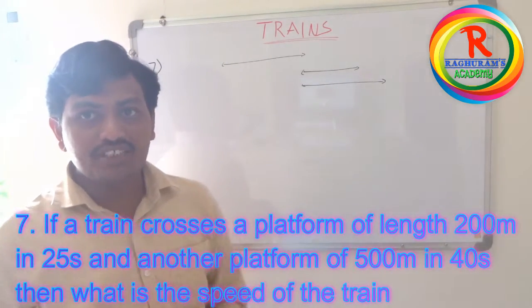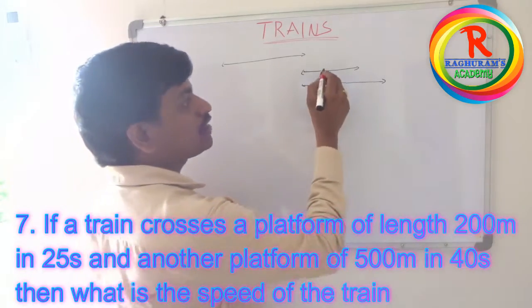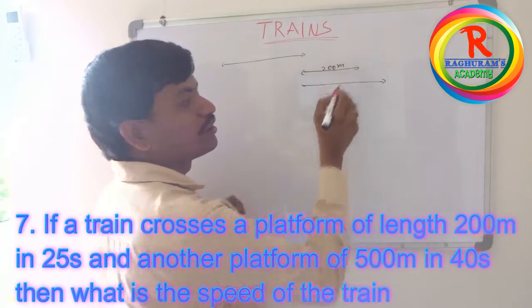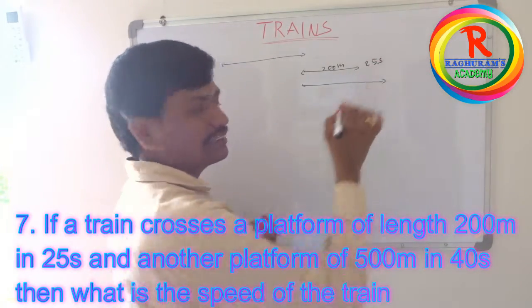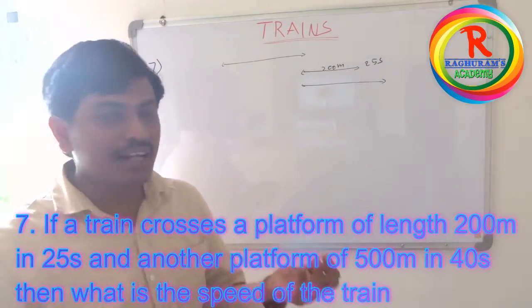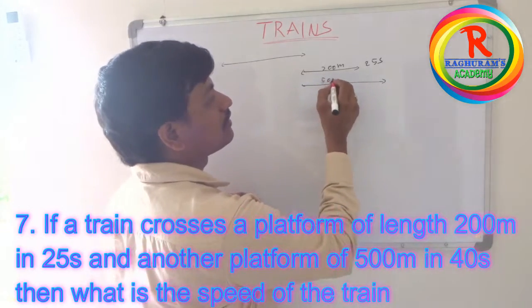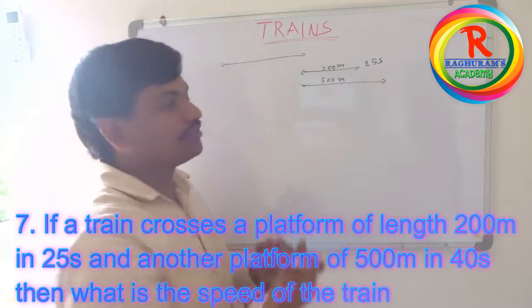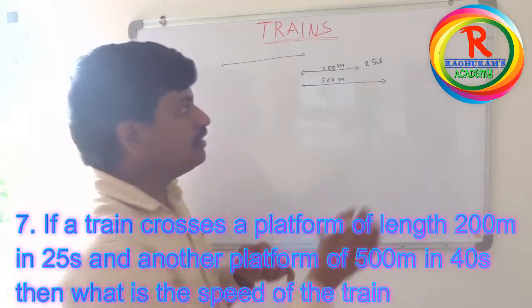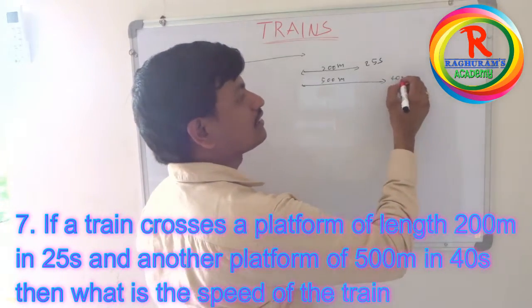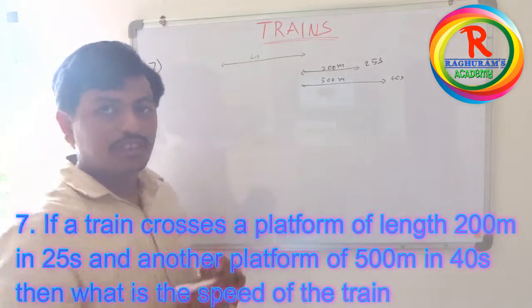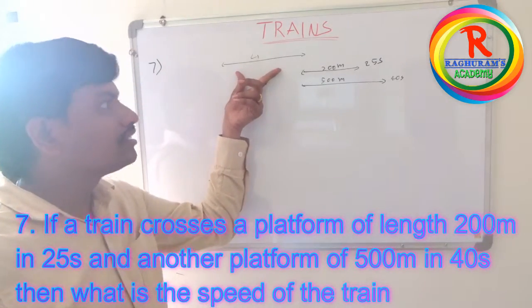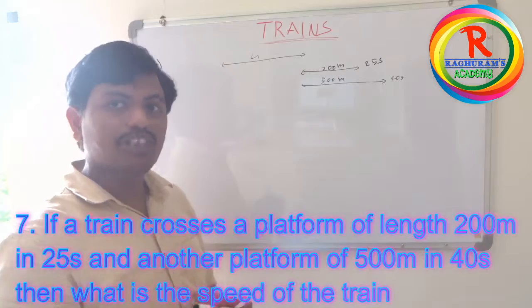So if a train crosses a platform of length 200 meters in 25 seconds and another platform of 500 meters, the bigger one, in 40 seconds, then what is the speed? We don't know L1, the length of the train, and the speed of the train. First we shall find the speed.